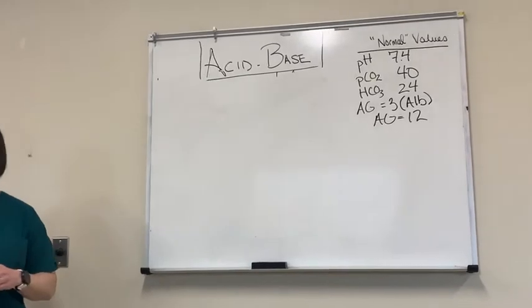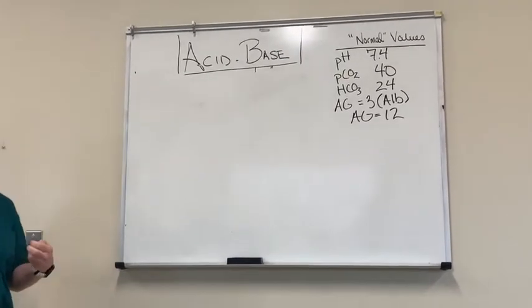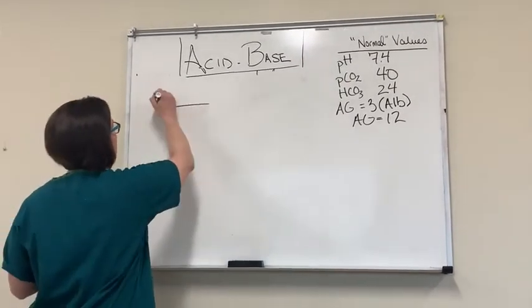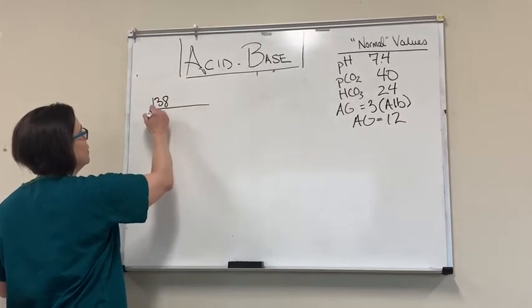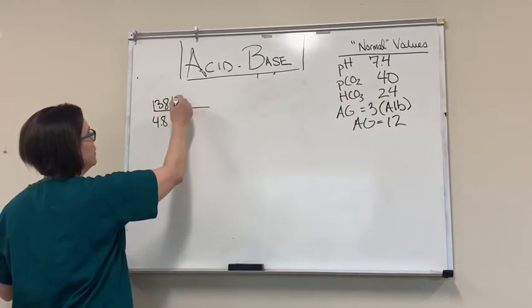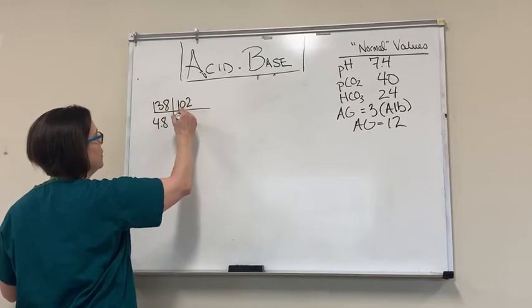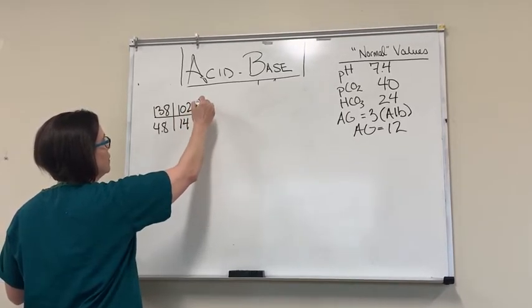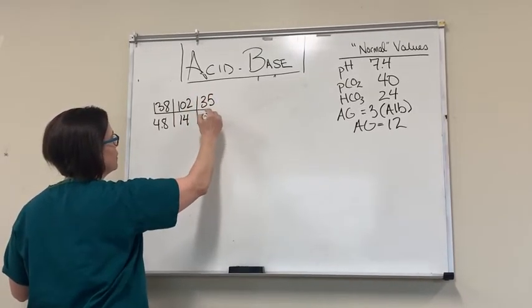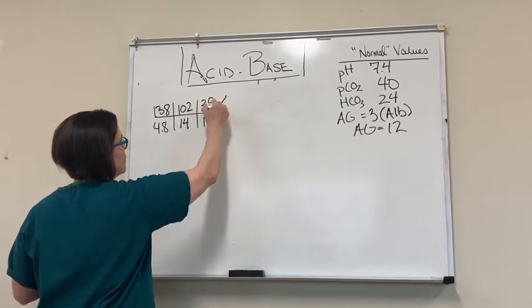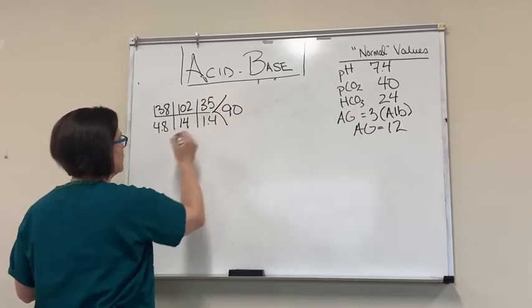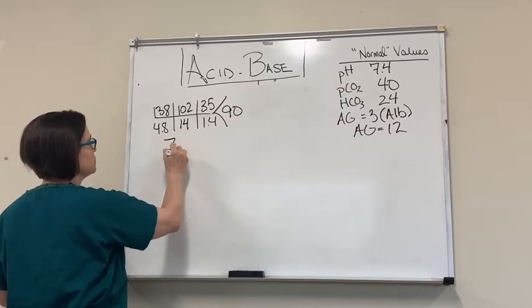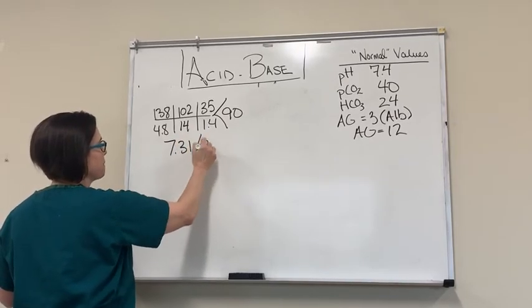All right, so I gave you some numbers. Can you tell me the first set of numbers you have? 138, 4.8, 102, 14, 35, 1.4, sugar is 90, and then I have 7.31 and 29 right there.